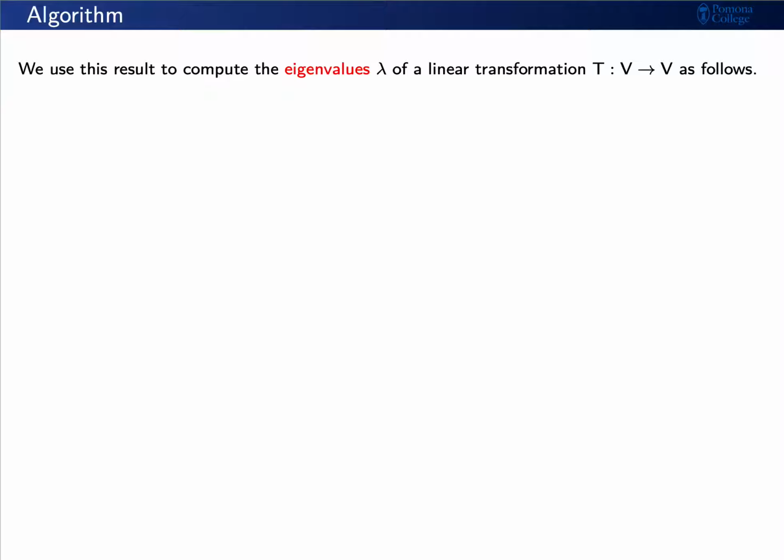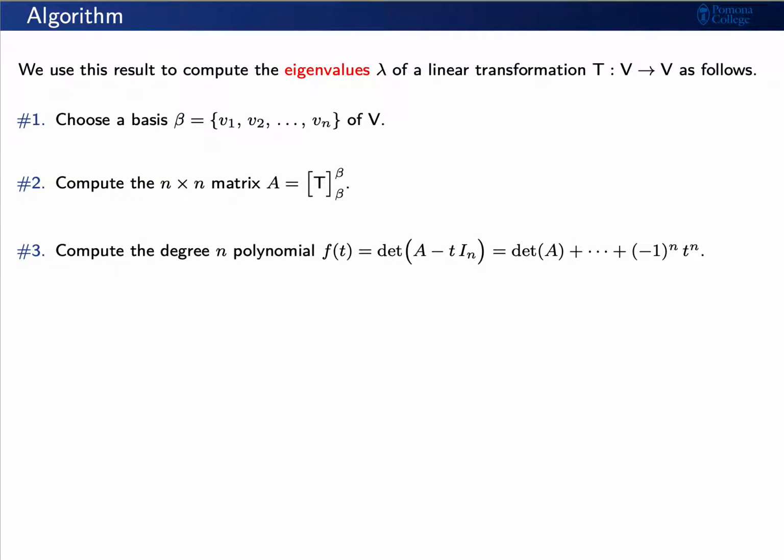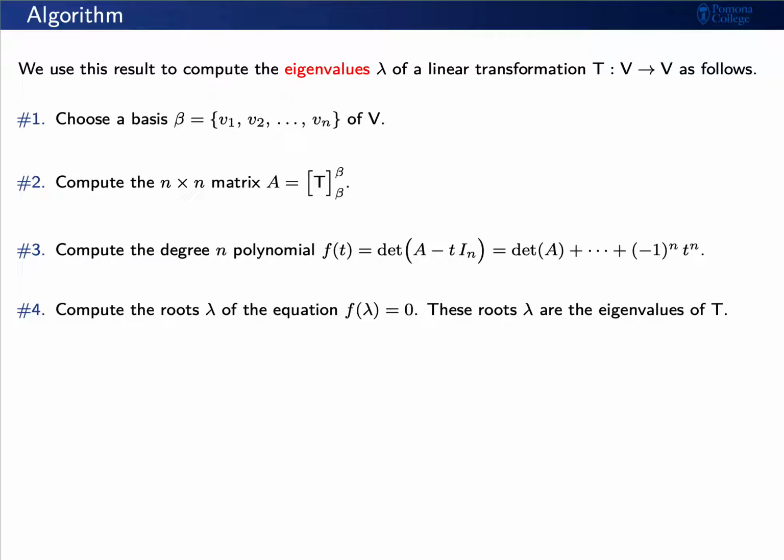Last time we saw how to use this result to compute the eigenvalues of a given linear transformation. We'll explain this in 4 steps. First, let's choose a basis beta of our vector space V. Second, we'll compute the n by n matrix A, which is the matrix representation of our transformation T. Third, we'll compute that degree n polynomial, which is the determinant of the matrix A minus t times I sub n. And finally, we'll compute the roots lambda of the equation f of lambda equals 0.